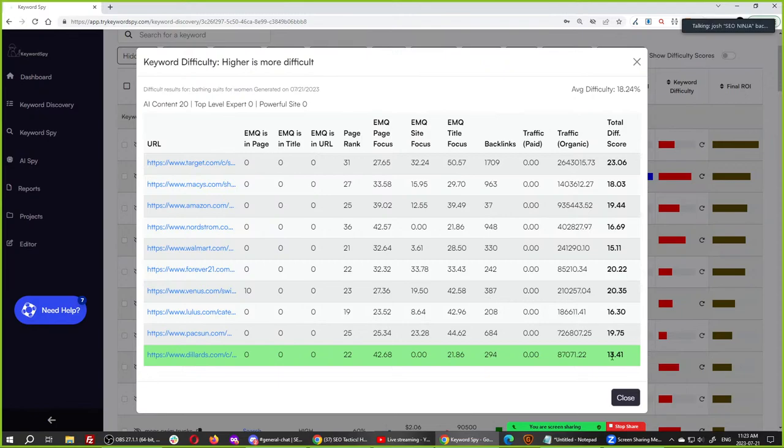So 13 here, low-hanging fruit. Another low-hanging fruit, Walmart and Nordstrom are not laser focused on this query. They're a little bit surprisingly weak in this regard. Dillard's here again is low hanging fruit. You might be able to take it.